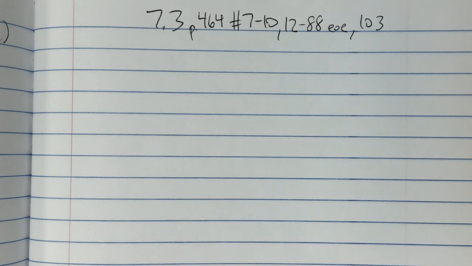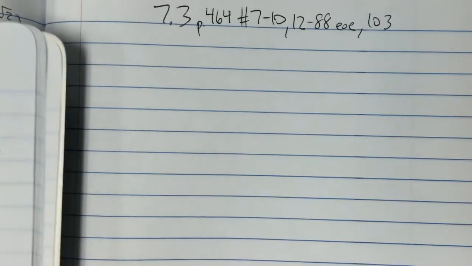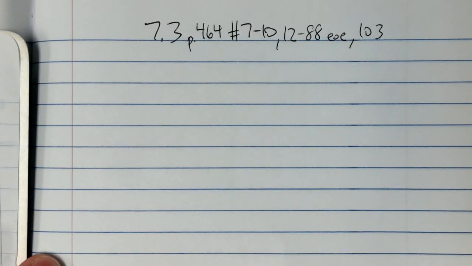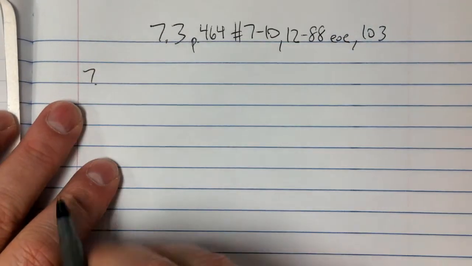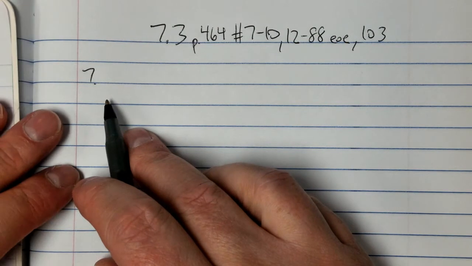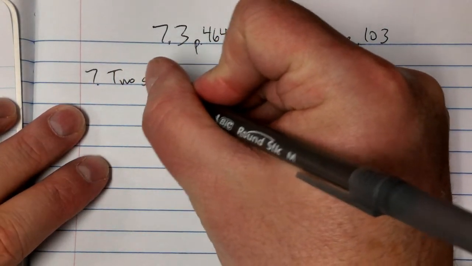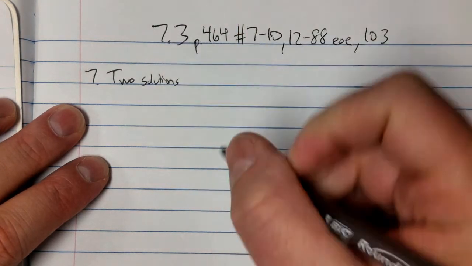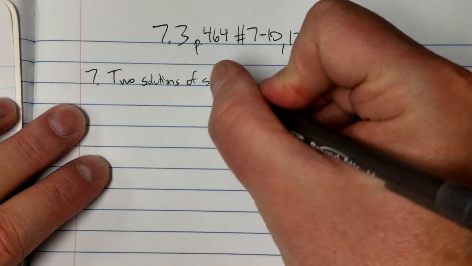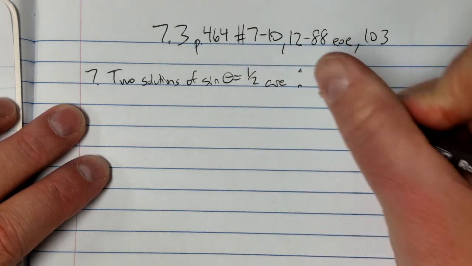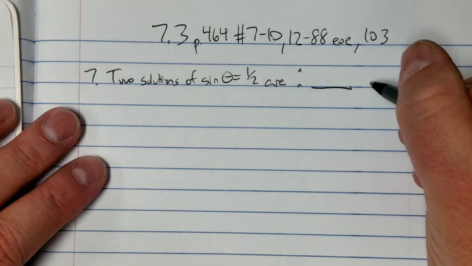Okay. So now we're working on 7.3, page 464, and our first one's number 7. What it says is two solutions of sine theta equal 1/2, and so then you're going to have two answers.